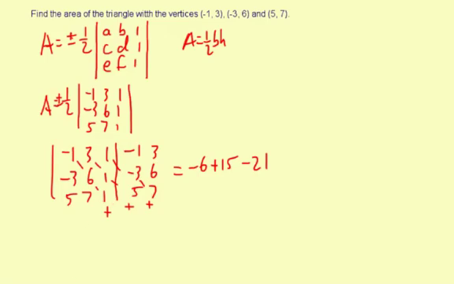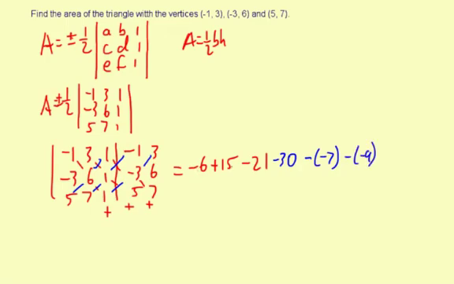And then we're going to go the other way and subtract. So the diagonals are going to be like this, that, and that. So 1 times 6 times 5, that's 30, and we're subtracting, so it's going to be minus 30. And then -1 times 1 times 7 is -7, so it's going to be minus -7. And then 3 times -3 is -9, and then times 1 is still -9, so minus -9.